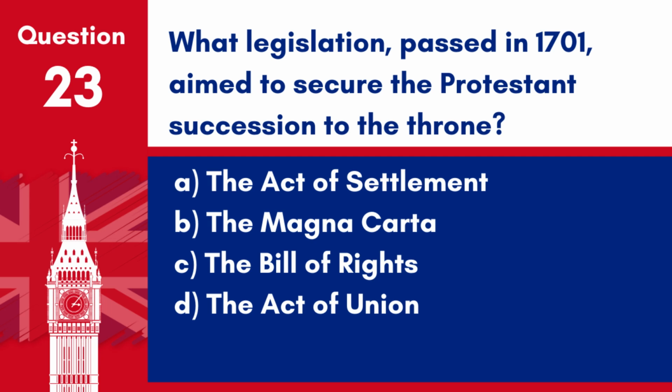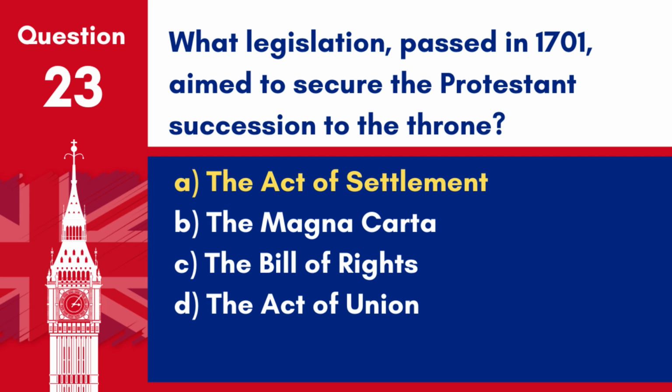Question 23. What legislation, passed in 1701, aimed to secure the Protestant succession to the throne? A. The Act of Settlement. B. The Magna Carta. C. The Bill of Rights. D. The Act of Union. Answer A. The Act of Settlement. The Act of Settlement 1701 was passed to ensure that the English throne would pass to Protestant successors.